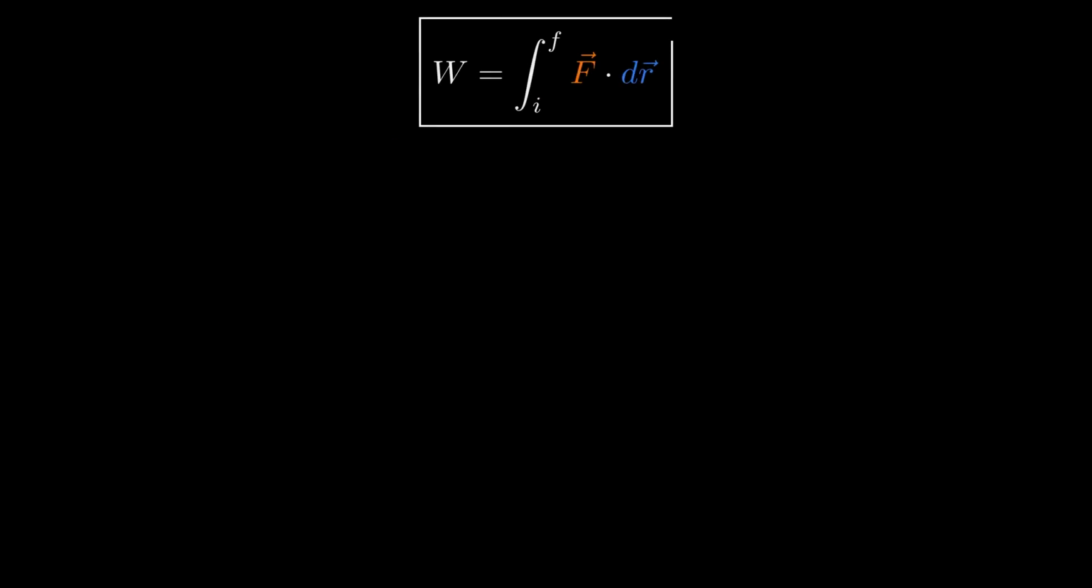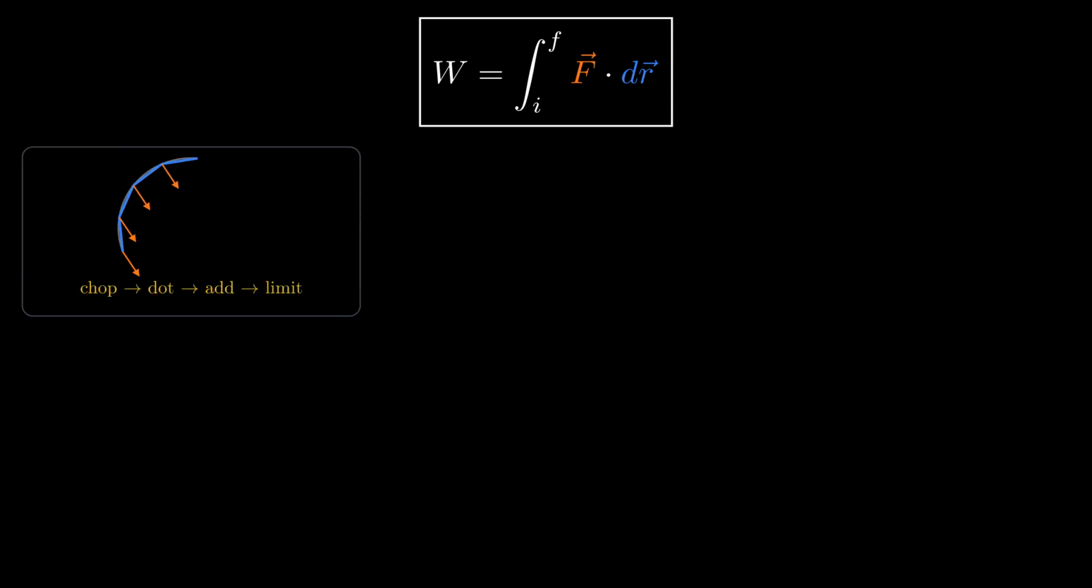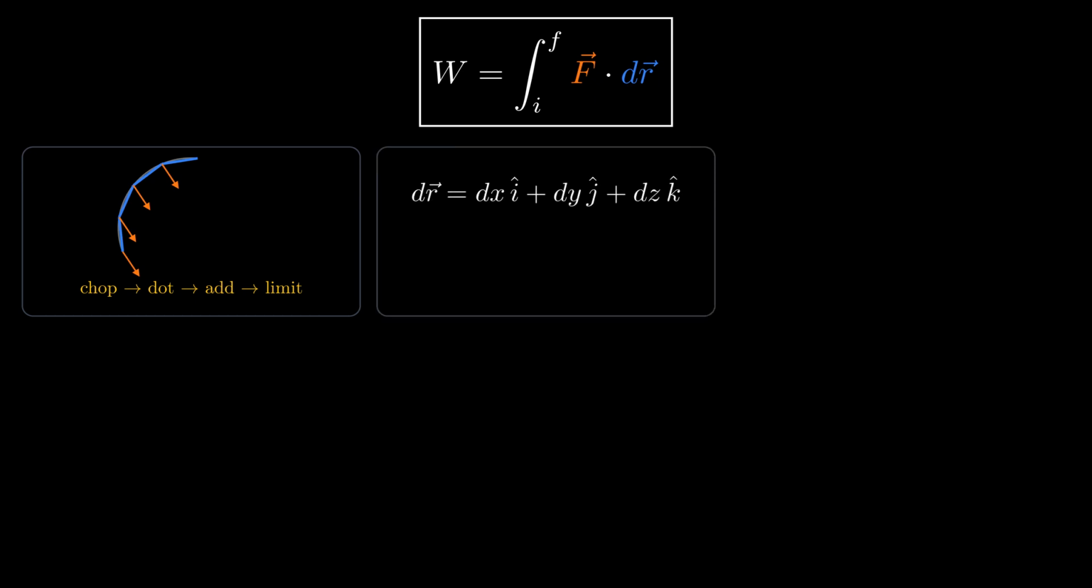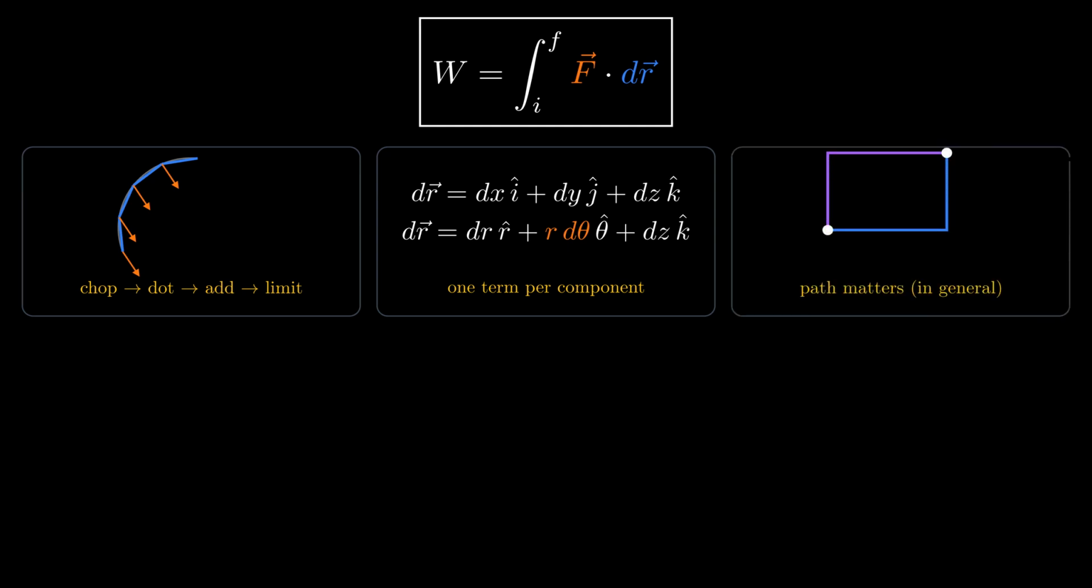One definition now covers every force and every path. Work is the line integral of F dot dr. Chop the path into displacement vectors, dot each one with the local force, add and take the limit. To compute it, write the line element in coordinates matched to the force, Cartesian steps or radial arc, and the vertical steps with the factor r d theta. And the integral splits into one term per component, with the right choice killing all but one.